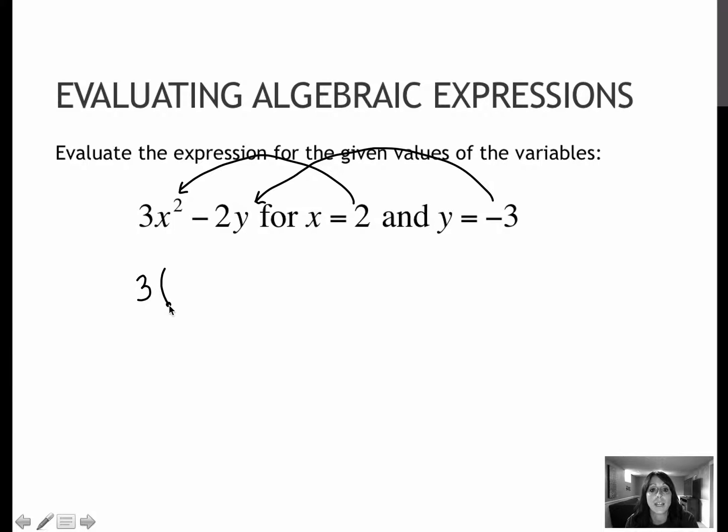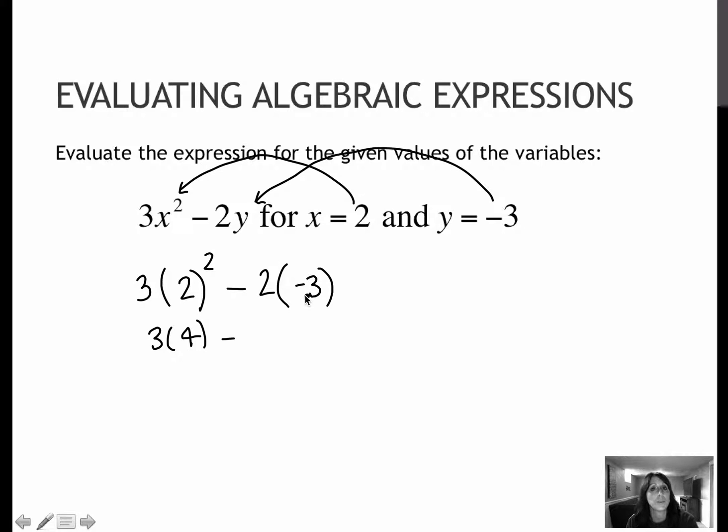So this is 3, x is 2, so parenthesis 2 squared, and then minus 2, parenthesis, negative 3. So the first step is to replace the variables with the values that they give me. After that, I'm going to evaluate using the order of operations. So for the first part of my expression, 2 squared would be 4. And 2 times negative 3 would be negative 6.